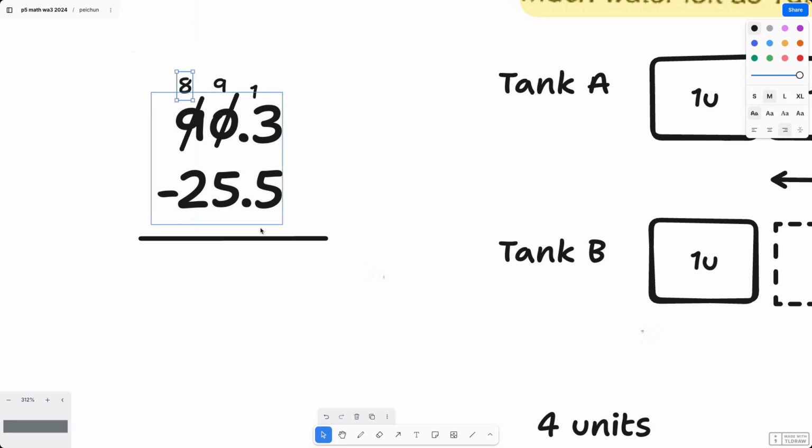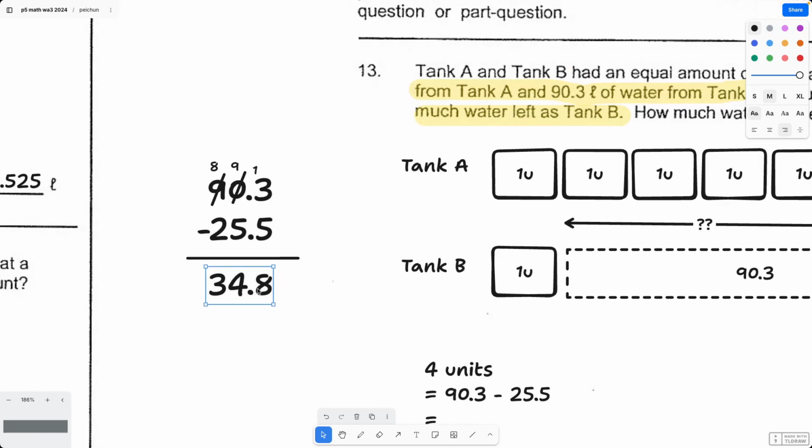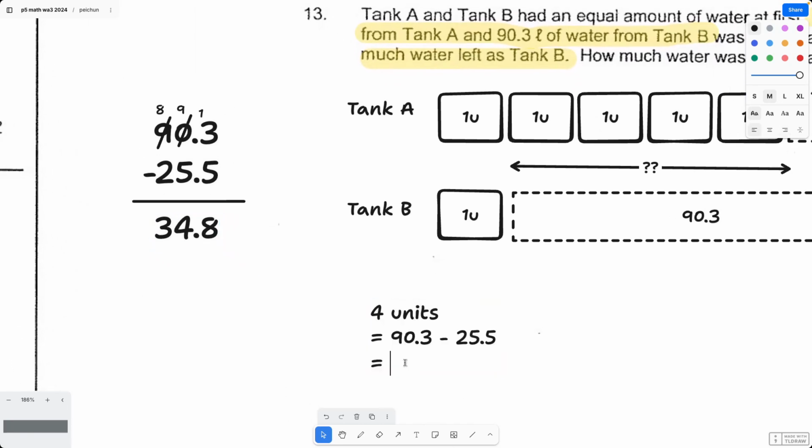So 13 minus 5 is 8, right? 9 minus 5 becomes 4. And then 8 minus 2 is 3. So the answer is 34.8 over here. So now we know that 4 units is 34.8 liters.